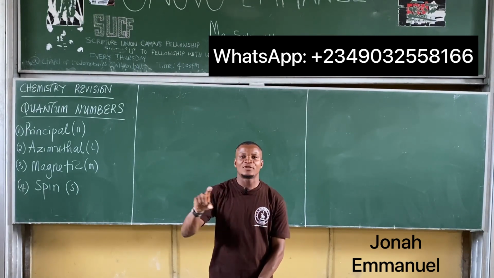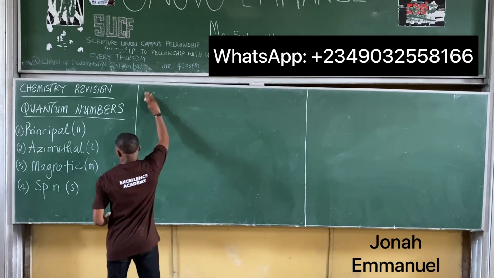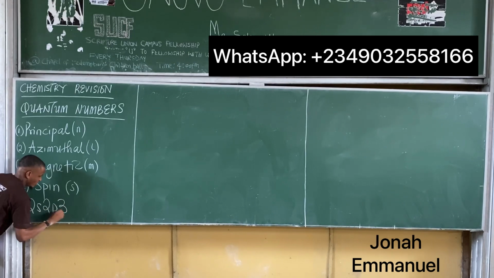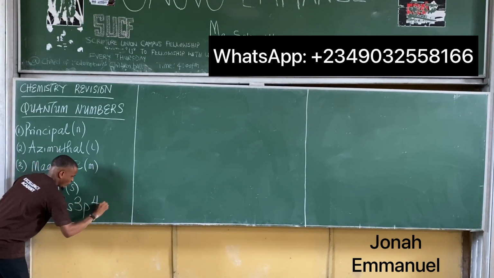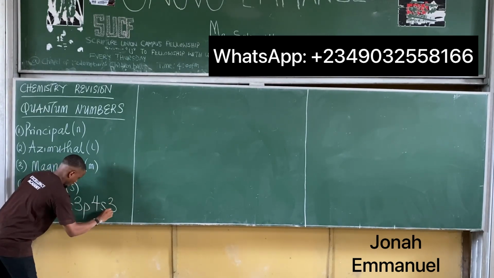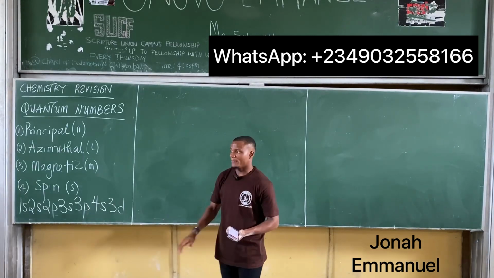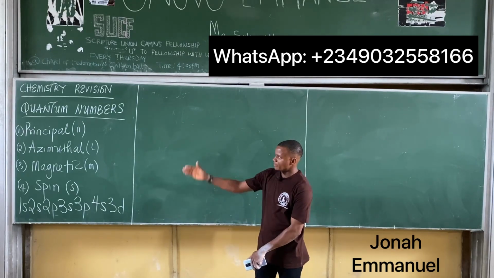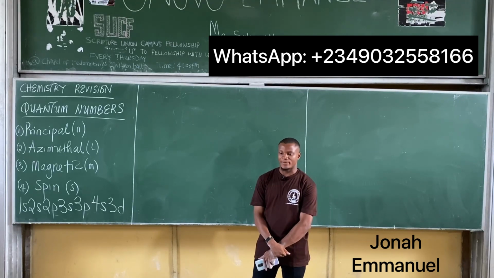Do you know the order of the SPDF configuration? What's the order there? So the order is 1s, 2s, 2p, 3s, 3p, 4s, 3d. Alright, so it proceeds. Look at this, please. Let's see how to write elements in principal, azimuthal, magnetic, and spin quantum numbers.